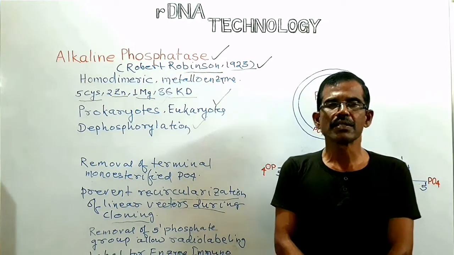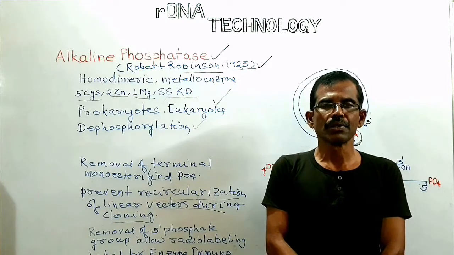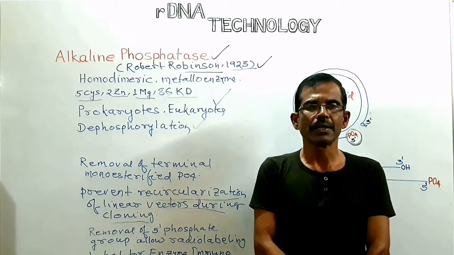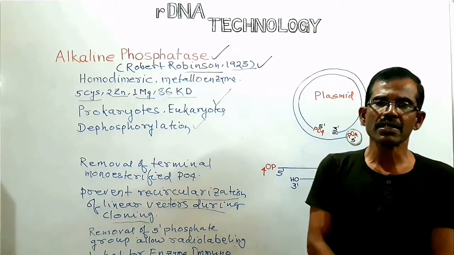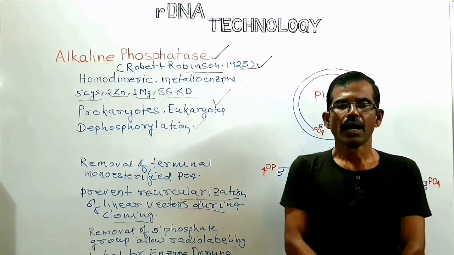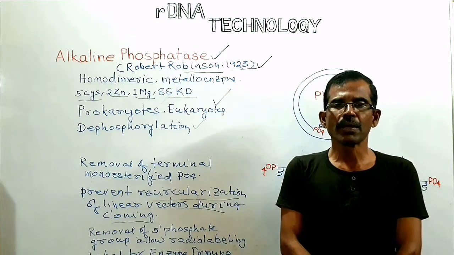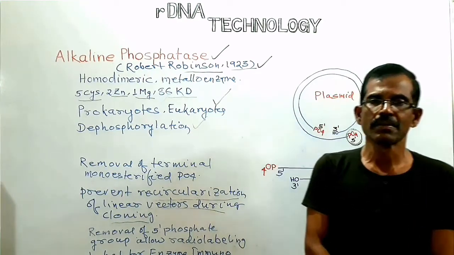Friends, we are discussing the tools of recombinant DNA technology. Various enzymes are useful in recombinant DNA technology for various purposes. Today we shall discuss two different enzymes. One is alkaline phosphatase and the other enzyme is terminal transferase. First of all, we shall discuss alkaline phosphatase.